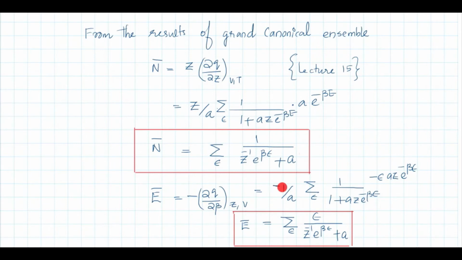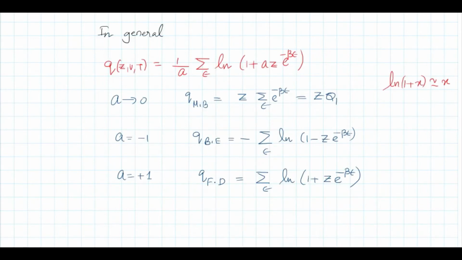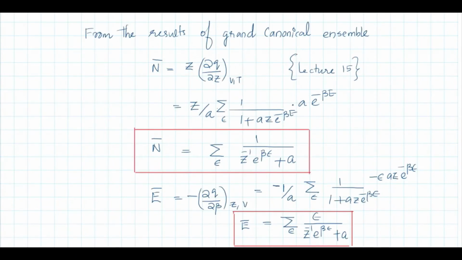You have minus 1 by a. This 1 by a is from here. Again summation. What is the derivative? The logarithm derivative is 1 divided by 1 plus az e raised to minus beta epsilon. The derivative is with respect to beta. So that will give you minus epsilon az e raised to minus beta epsilon.